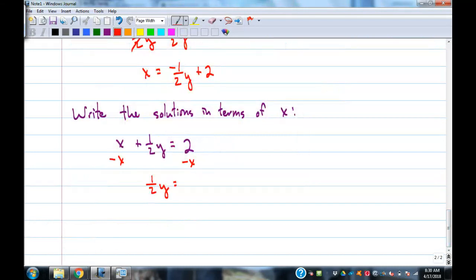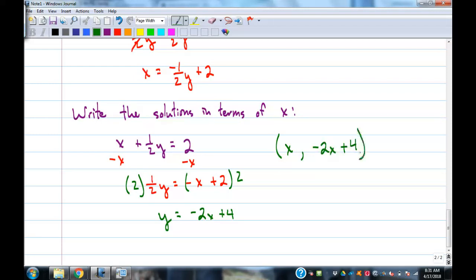So 1/2 y is equal to negative x plus 2. Multiply by 2. Y equals negative 2x plus 4. What does my ordered pair look like? Good job. Perfect. On a quiz or test, I'm going to tell you which form to put that in, okay? Terms of x or terms of y.